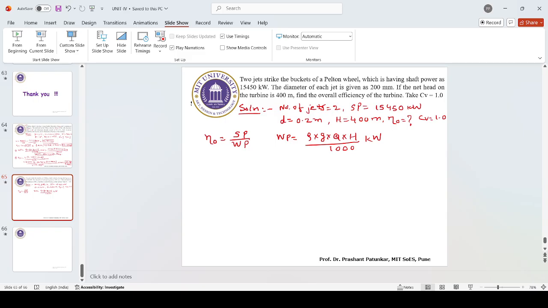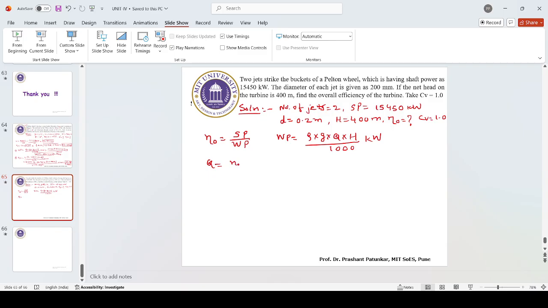Okay, density, I know that it is 1000 kg per meter cube. Gravitational acceleration, that is 9.81. Discharge, so here I need to take the discharge from both the jets. So total discharge is nothing but the discharge of a single jet multiplied by the number of jets. Q is the discharge passing through both the jets, and H, that is head, is given to me. So I should calculate the discharge passing through the jet, right?